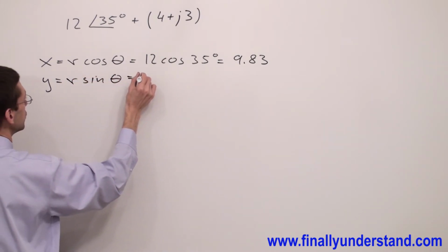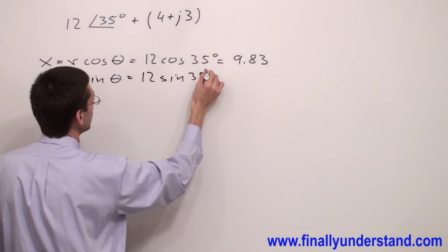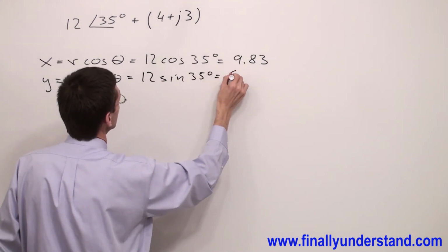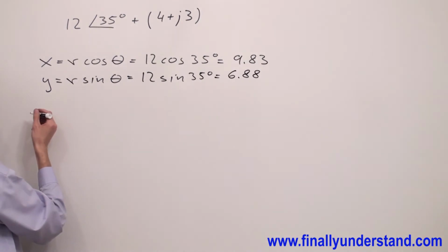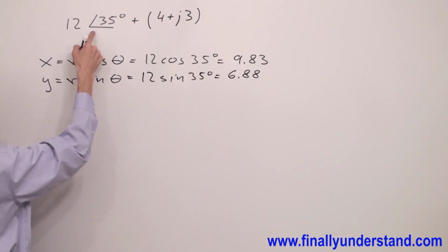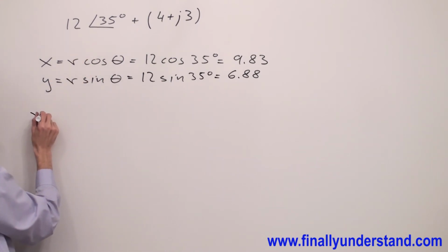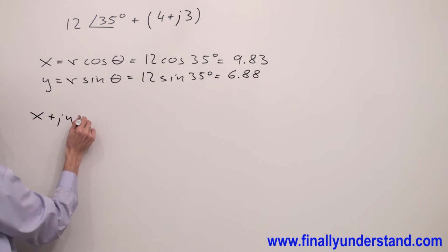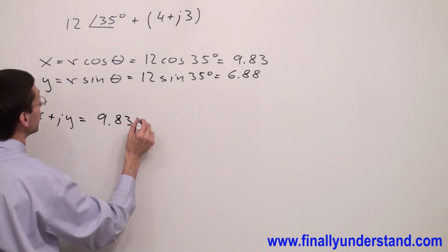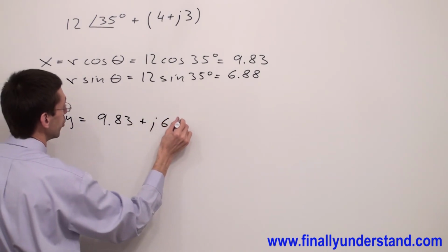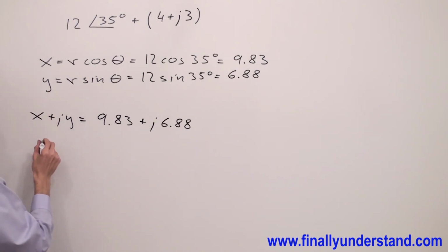If you want to find the imaginary part of this complex number, you're supposed to multiply r by sine theta, which is equal to 12 times sine 35 degrees, and this is equal 6.88. So I can say that my 12 and angle 35 degrees complex number in rectangular form looks like this: x plus jy equals 9.83 plus j 6.88.